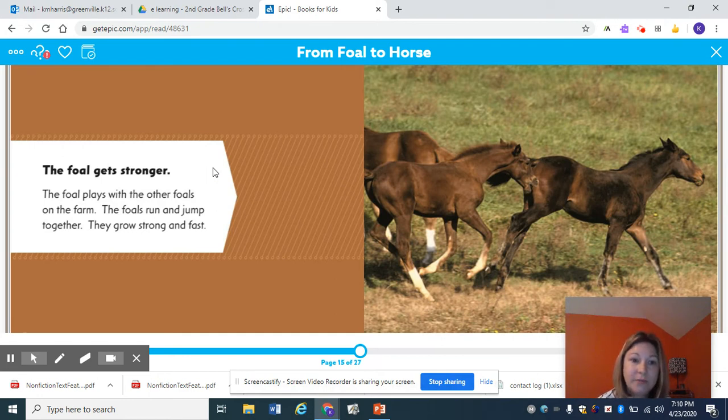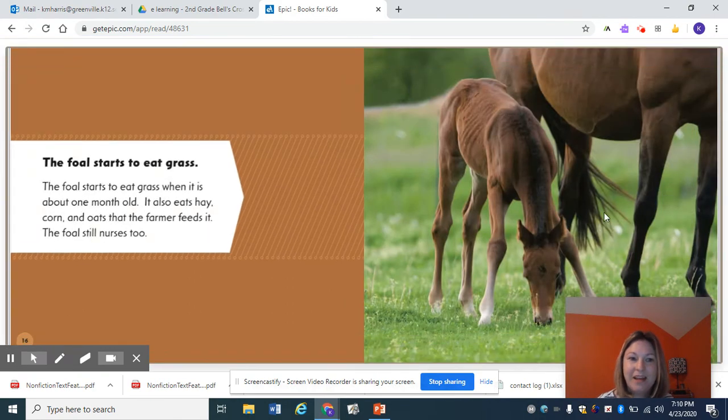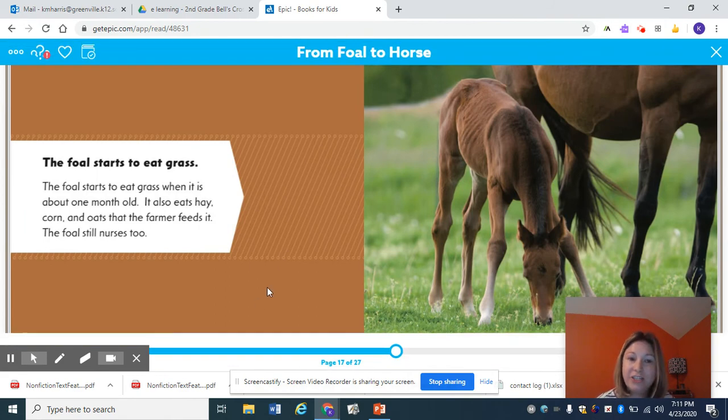The foal plays with the other foals on the farm. The foals run and jump together. They grow strong and fast. The foal starts to eat grass. The foal starts to eat grass when it is about 1 month old. It also eats hay, corn, and oats that the farmer feeds it. The foal still nurses too.